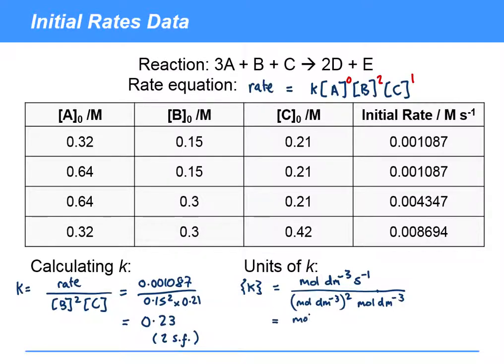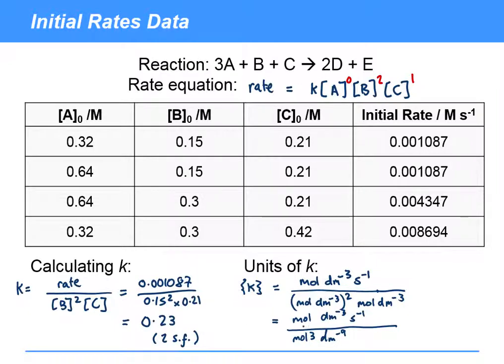So on the top we've got mole dm to minus 3 per second staying the same, but now we need to combine these. So mole to the power 2 is going to be mole squared multiplied by another mole, you're going to get mole cubed. Decimeters to the minus 3 squared, you multiply the indices, so that's decimeters to the minus 6. But then you've also got multiplying that by decimeters to the minus 3, so you need to add the indices. So overall you've got decimeters to the minus 9. And that's all you're going to end up with on the bottom. So effectively mole per decimeters cubed, cubed.